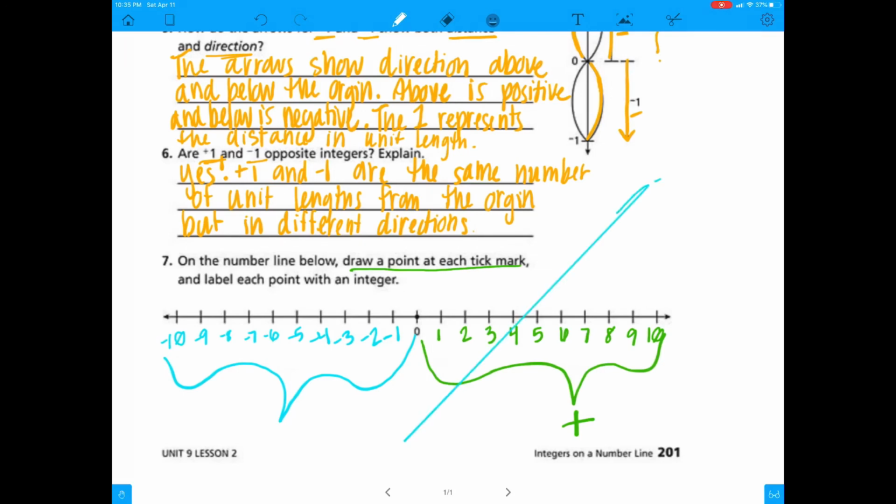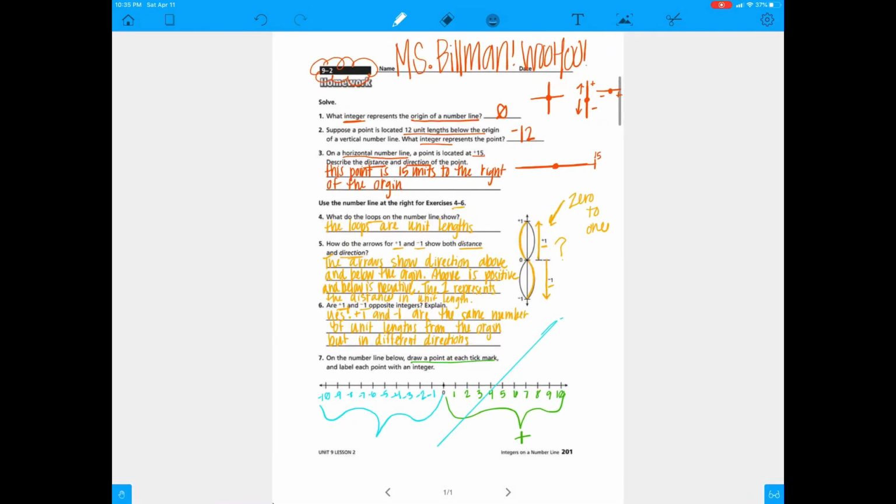Hey, we did it. There's our number line. And I cannot for the life of me figure out why I do these random lines on here. But either way, you're here. Gold star. Kudos for you. Keep it up.